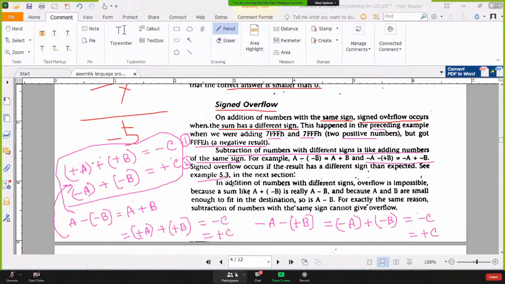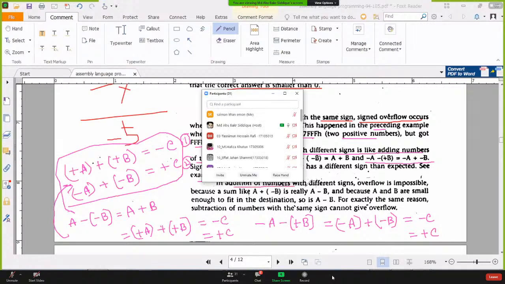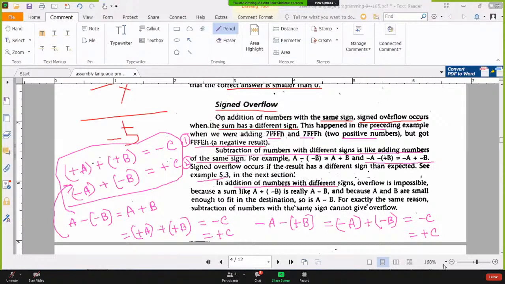In addition of numbers with different sign, when you add numbers with different sign, there will be no overflow. Why will there be no overflow? Suppose one is +7, and you add a negative number, whatever, -10, suppose. So adding numbers with different sign, overflow will not occur. That means OF equals 0. So why, when adding numbers with different sign, does OF equal 0?